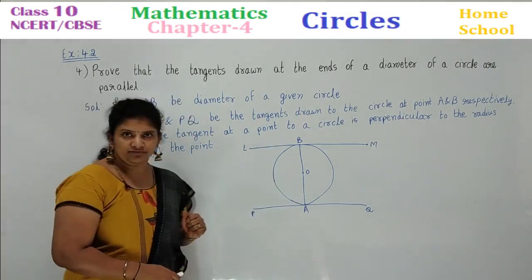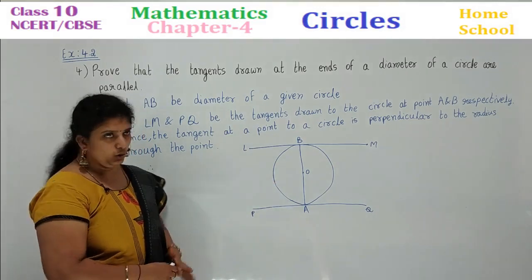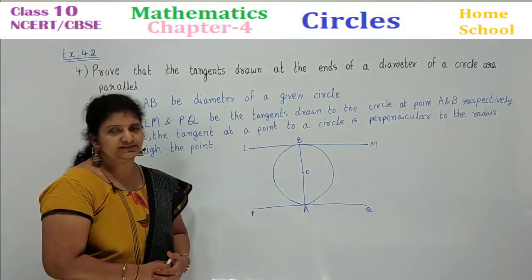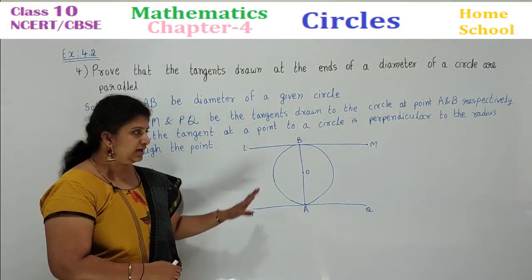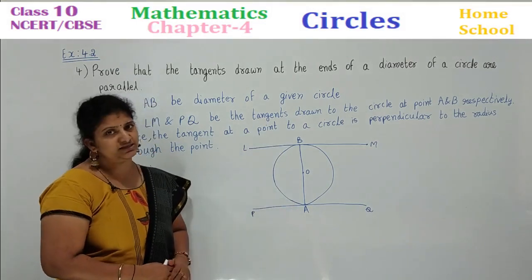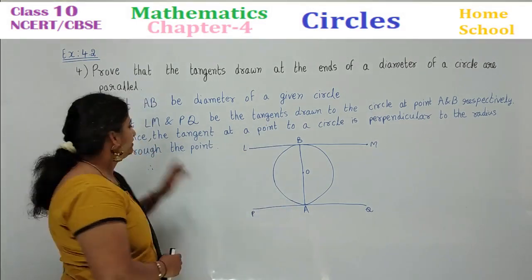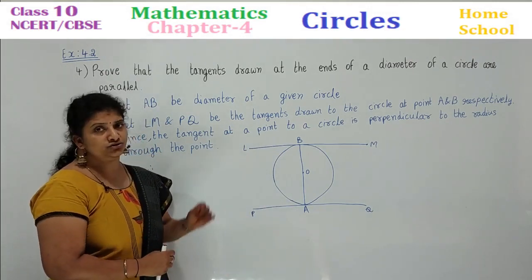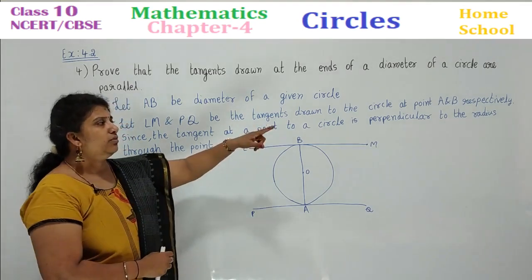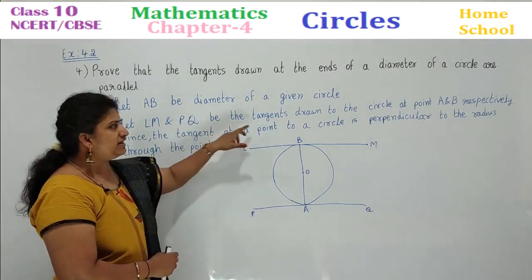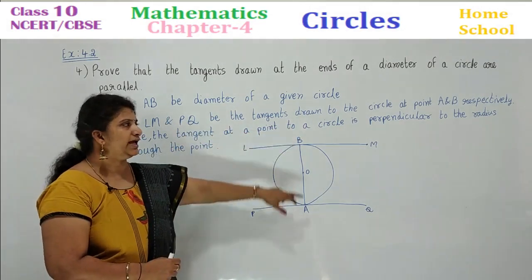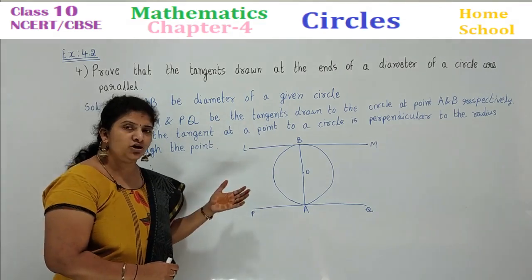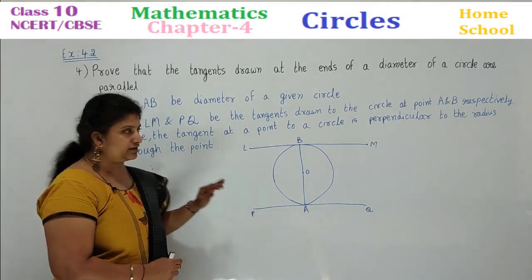So we are going to draw a figure. This is a circle with center O. Let AB be the diameter of a given circle. Okay, let us draw a circle and in that AB is the diameter of a circle. O is the center. If you want, you can write. Next, let LM and PQ be the tangents drawn through the end of the diameter. Let LM and PQ be the tangents drawn to the circle at points A and B respectively. Or you may write it as the tangents drawn at the ends of the diameter of a circle.